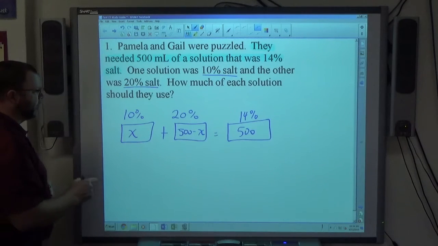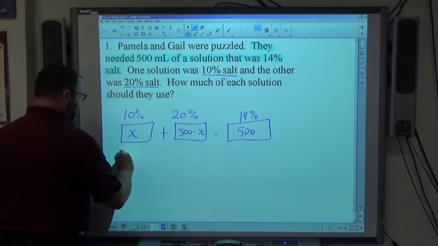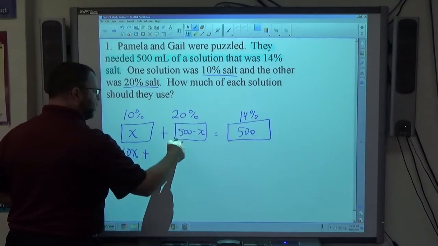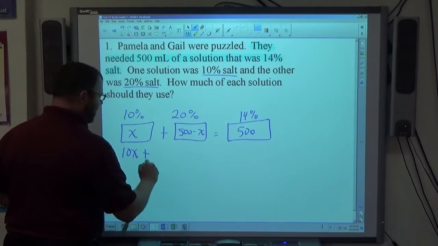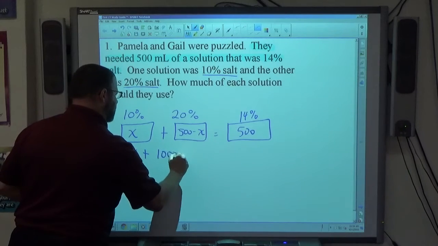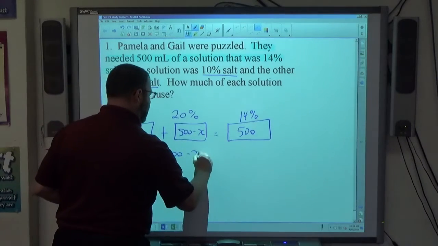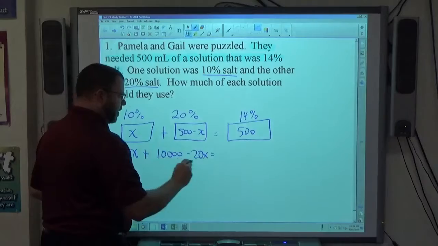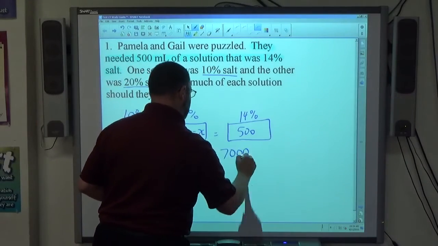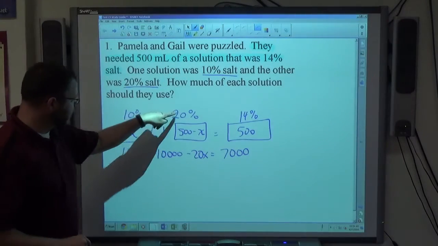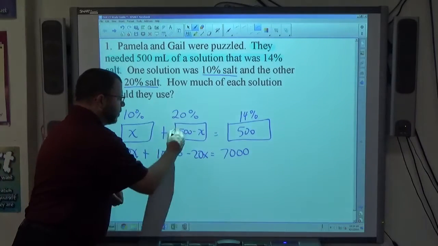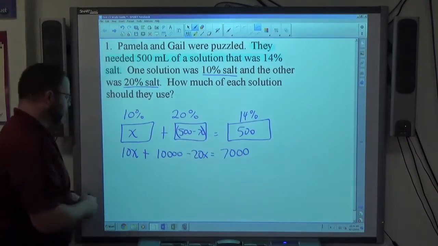Once I get all the boxes filled in, this product 10x plus this product 20 times 500 is 10,000. And 20 times x makes minus 20x. And 14 times 500 is 7,000. So this times this, this times this, this times this. This one's a binomial, so distributive property necessary.